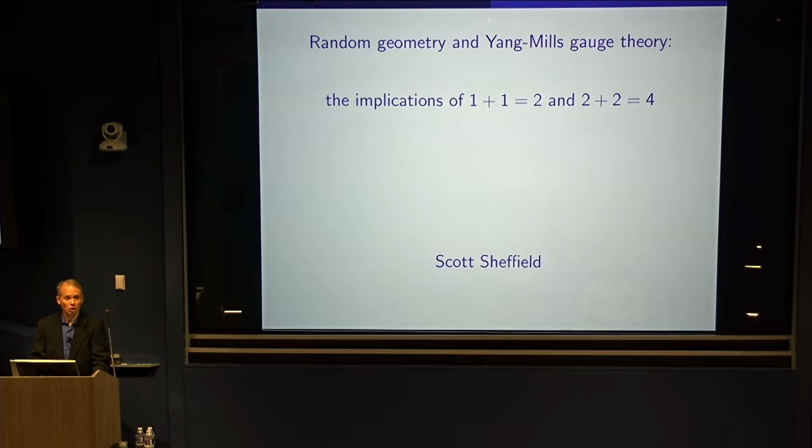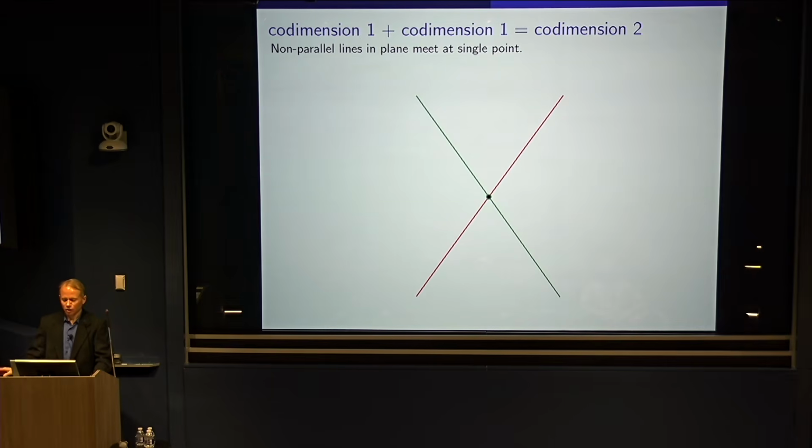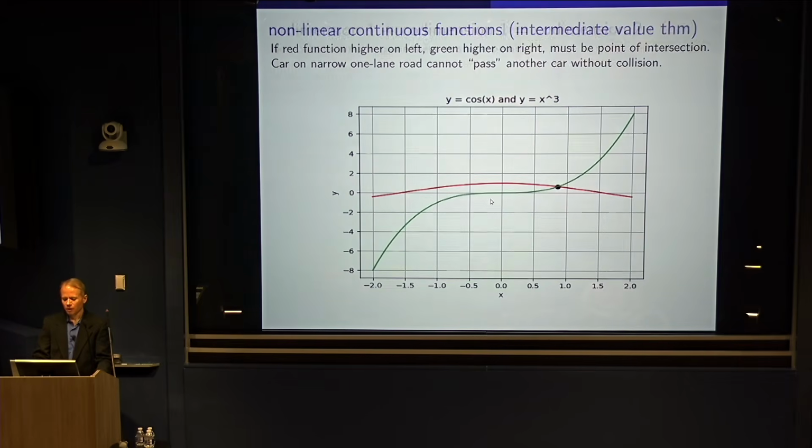So what are the implications of 1 + 1 = 2? First of all, two non-parallel lines in a plane meet at a single point. That's because codimension 1 plus codimension 1 equals codimension 2. You fix one line, it takes away 1 degree of freedom. Fix the other line, it takes away the 2nd degree of freedom, and it limits you to a single point.